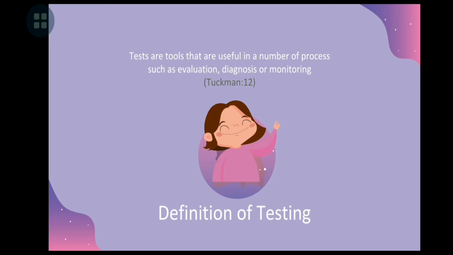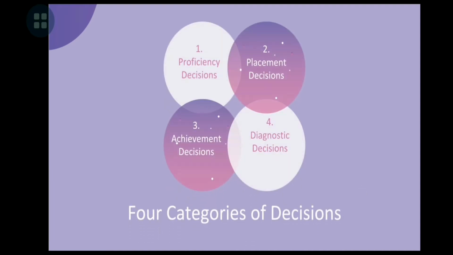So, why is test used as an element of language curriculum? Because the test takes part as an instrument that is used to obtain the data of students, and also it helps the decision makers to make a decision about students. And what are the decisions that are made in language curriculum programs? The decision consists of 4 categories. First is proficiency decisions, second placement decisions, third achievement decisions, and fourth diagnostic decisions.